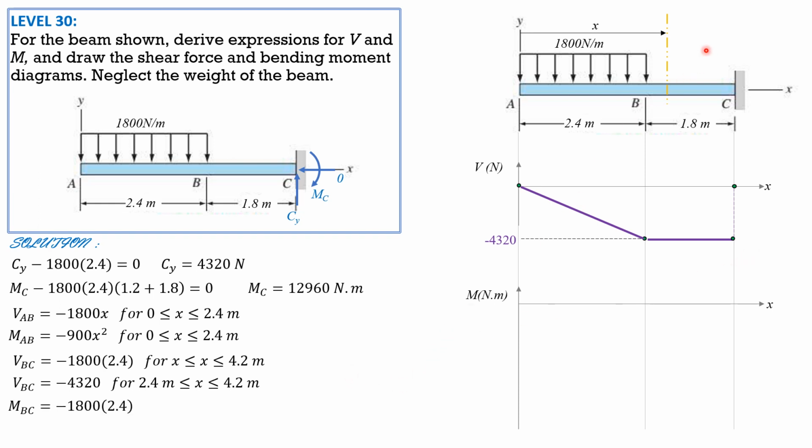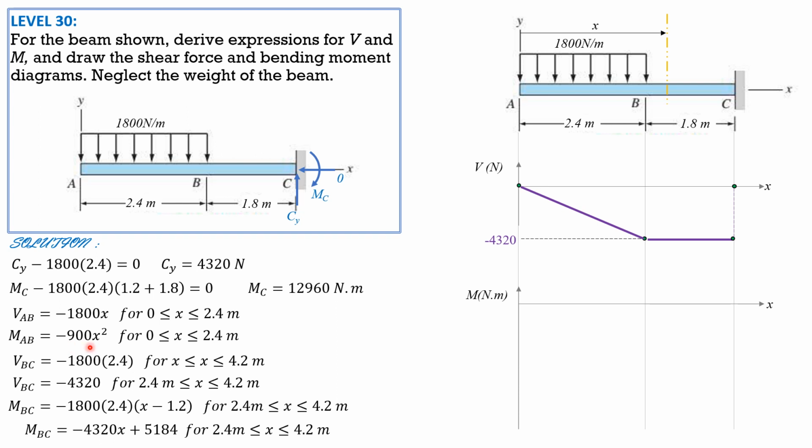For moment BC, we simply sum up moment here. Moment BC is negative 1800 times 2.4. That's the load, equivalent loading acting at the centroid. Its moment arm, this distance here, is x minus 1.2 because this is 1.2, half of 2.4. So that's why we have moment arm x minus 1.2. Simplifying, moment BC is negative 4320x plus 5184 for 2.4 meters less than or equal to x less than or equal to 4.2. So we will now plot first moment AB, negative 900 x squared.